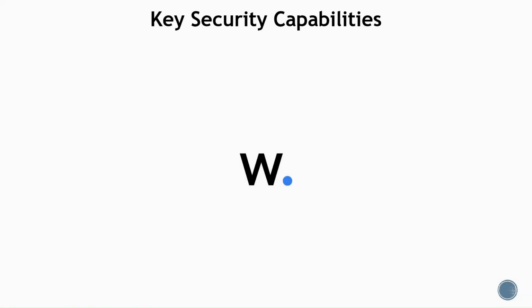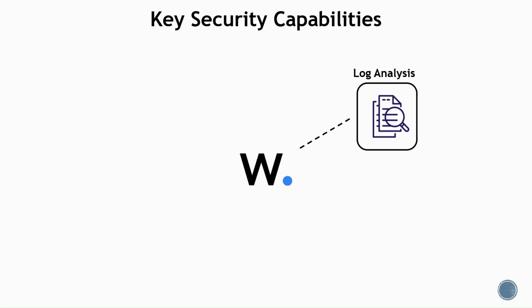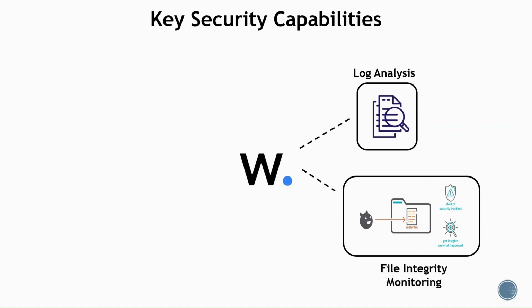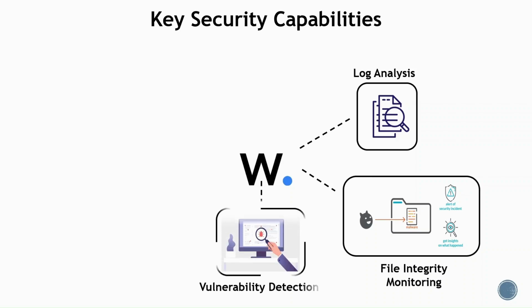So Wazuh is powerful because of all the things it can do. Let's talk about the most important ones. It performs log analysis, which means it can collect and check logs from many different places to find anything suspicious. It has file integrity monitoring, or FIM. This is very important. It tells you if critical files are changed, which can be a clear sign of a security problem.